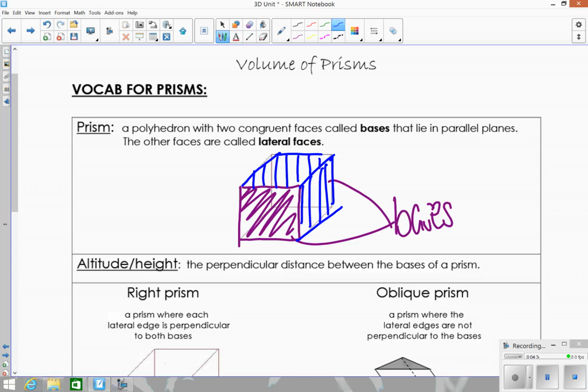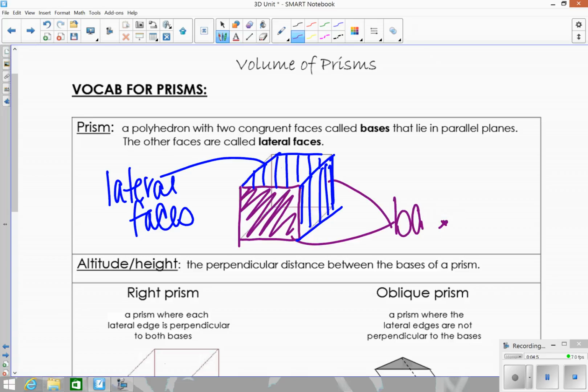So the lateral faces will always be rectangles, no matter what kind of prism you have. The sides that connect the bases will always be rectangles. The bases will change depending on the shape. So if it's a triangular prism, the bases are triangles. Pentagonal, the bases are pentagons.